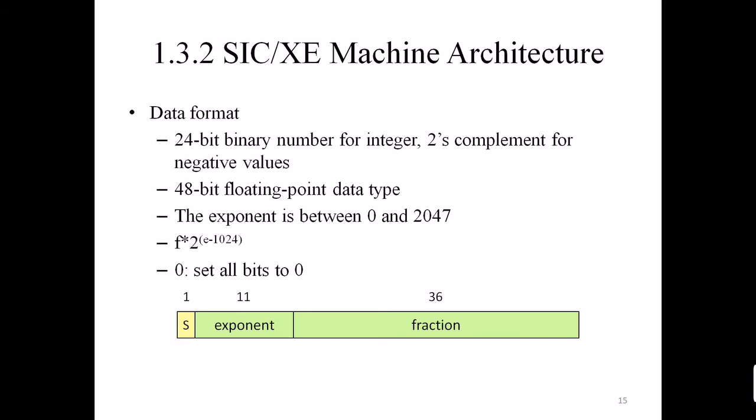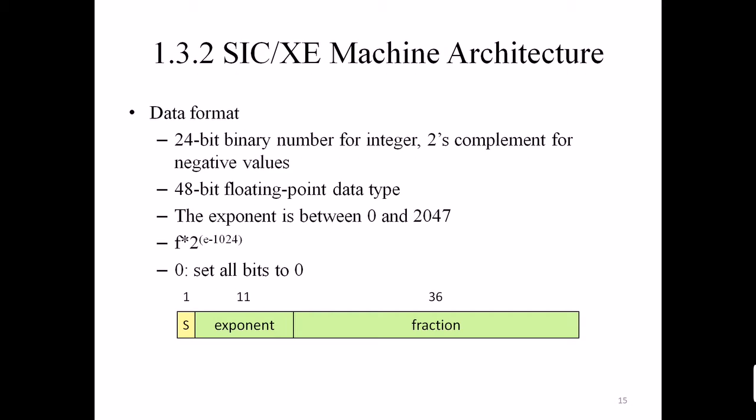You can store an integer in a 24-bit binary number, and we can store the negative values in 2's complement. And there is a 48-bit floating point data type. That means you can store your floating point value in a 48-bit binary number. Then the exponent is between 0 and 2047.